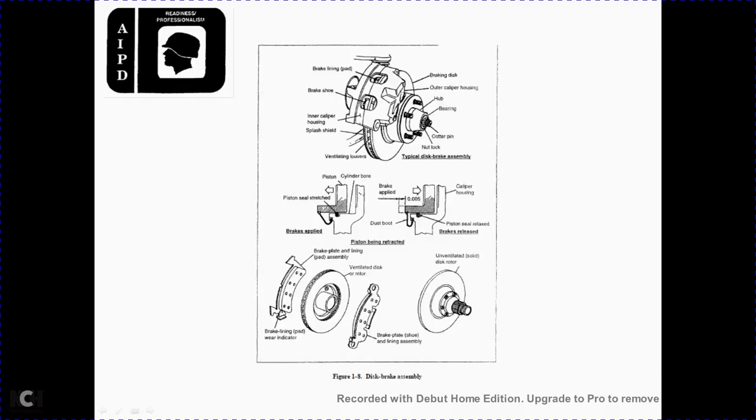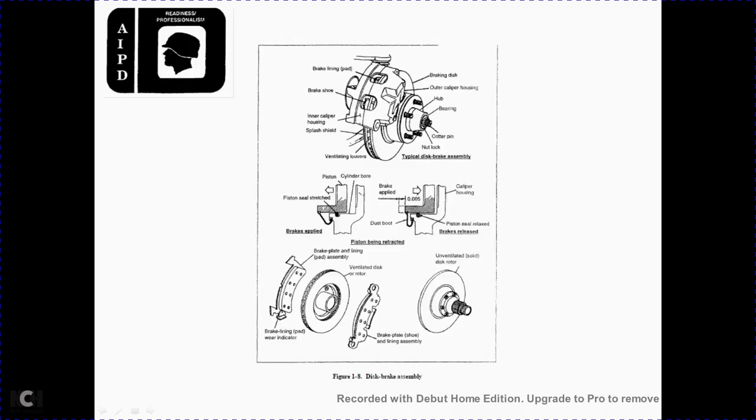Braking disc, outer caliper housing, bearing, counter pin, nut lock, ventilating lever, splash shield, inner caliper housing, brake shoe, brake lining pad. Piston being retracted shows the piston cylinder bore with the piston seal stretched and brake applied, with the caliper housing, piston seal stretched, brake release.